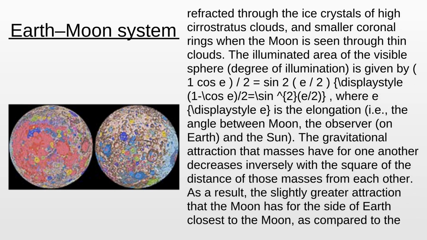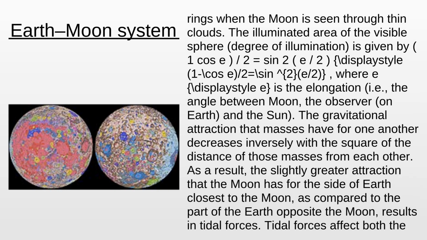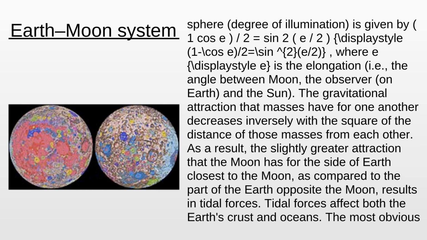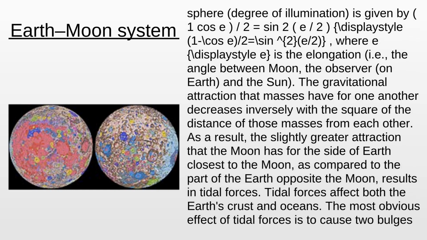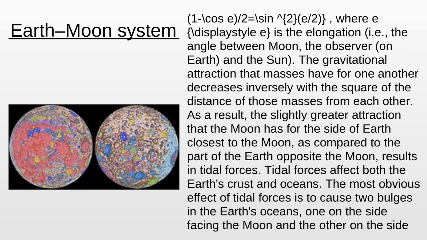The Moon's appearance, like the Sun's, can be affected by Earth's atmosphere. Common optical effects are the 22° halo ring, formed when the Moon's light is refracted through the ice crystals of high cirrostratus clouds, and smaller coronal rings when the Moon is seen through thin clouds.